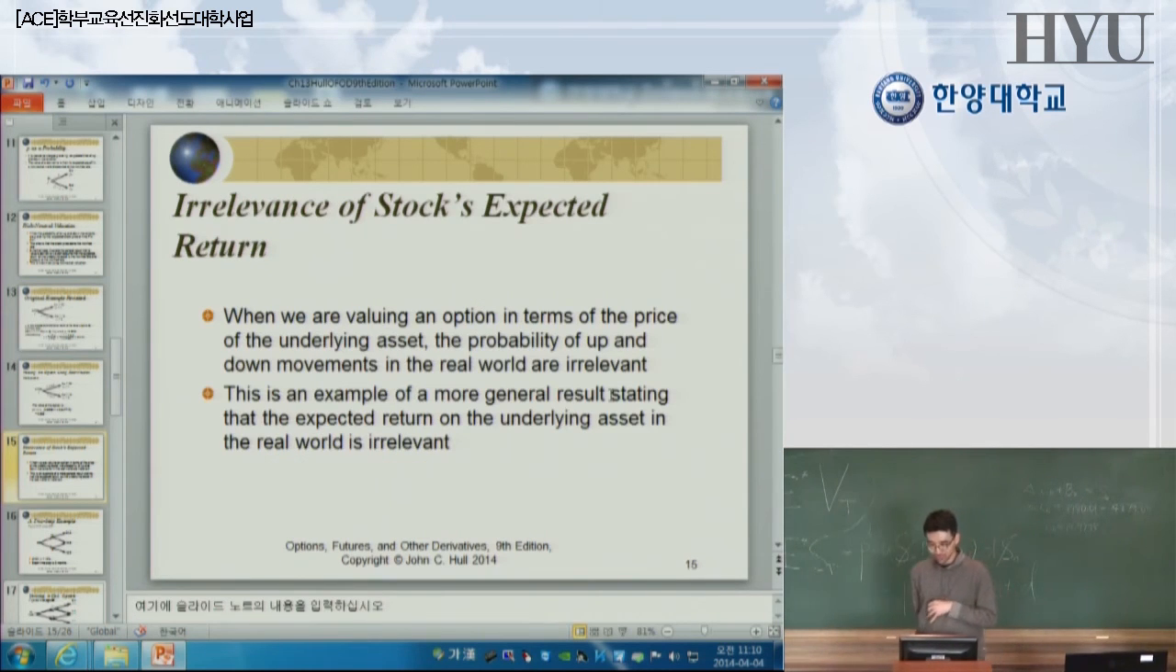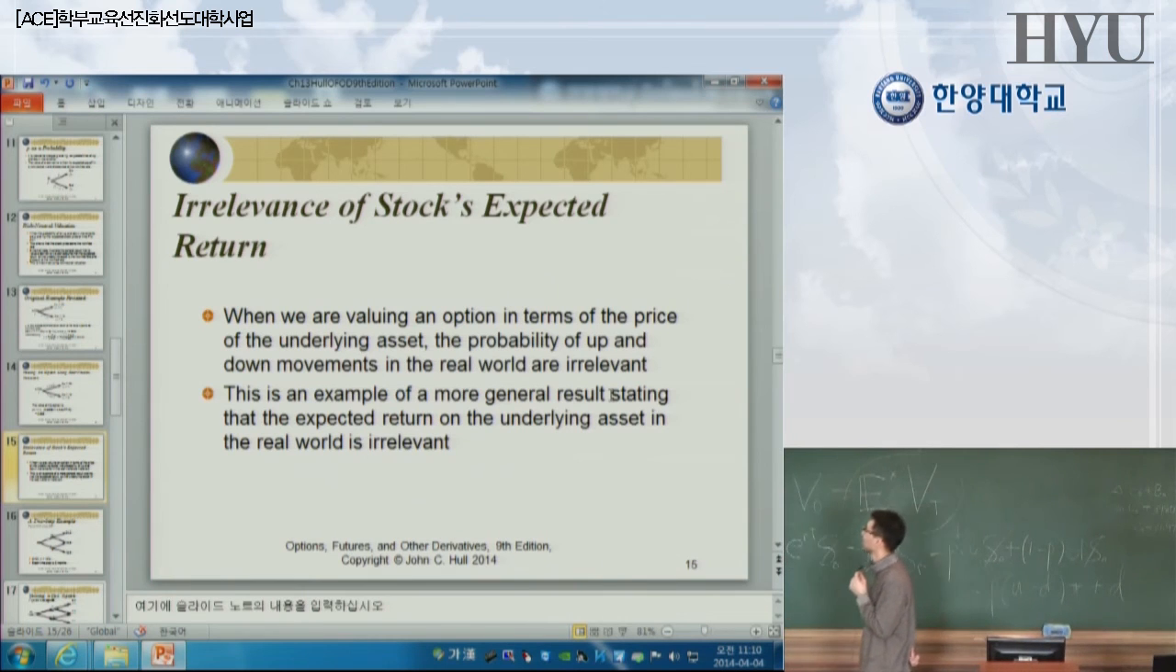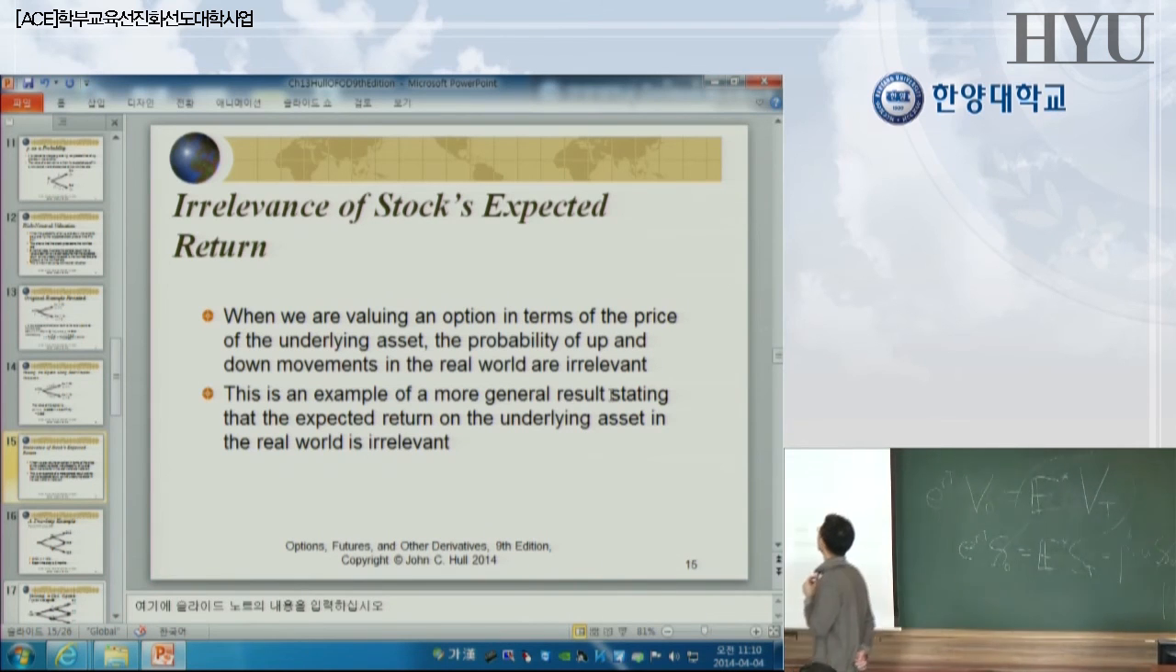That's the irrelevance of stock expected return. When we are valuing an option in terms of the price of the underlying asset, the probability of up-down movement in the real world is irrelevant, right? This is an example of the more general result: the expected return on the underlying asset in the real world is irrelevant in derivative pricing.